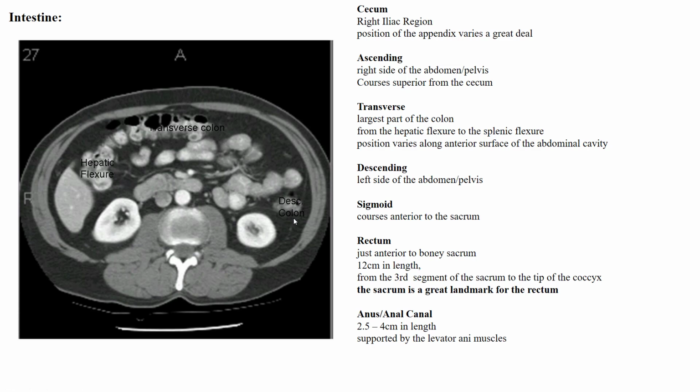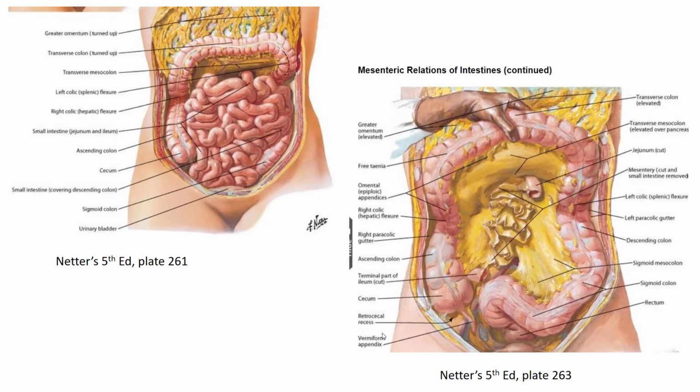The rectum is just anterior to the bony sacrum. The sigmoid is anterior to the sacrum, but it's a little bit further out, so I'm going to show you that in just a moment. The rectum is about 12 centimeters in length, and it starts around the third segment of the sacrum all the way down to the tip of the coccyx. So if you're as far down as the coccyx, you know that you are seeing rectum anterior to the coccyx because it's just in front. And then you have the anus and the anal canal. It's about 2.5 to 4 centimeters in length and supported by the bottom muscles of the pelvis, the levator ani muscles.